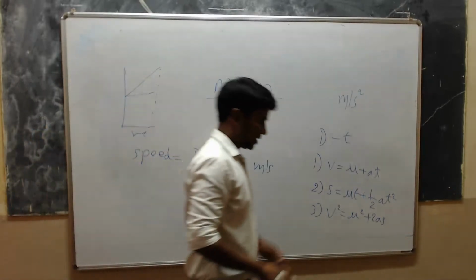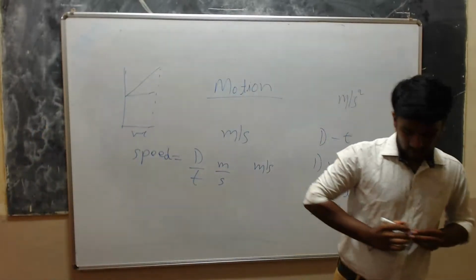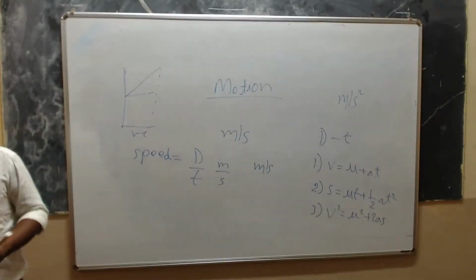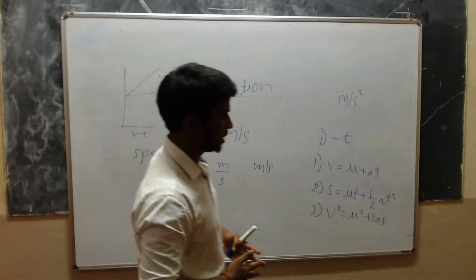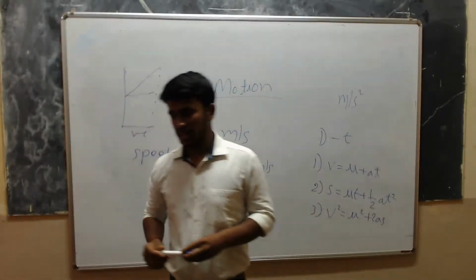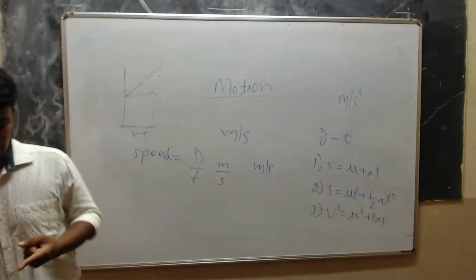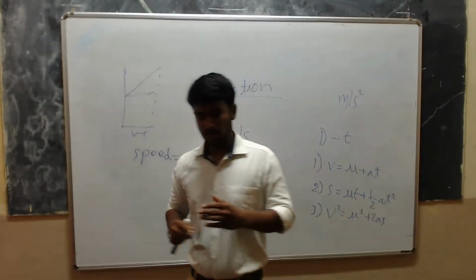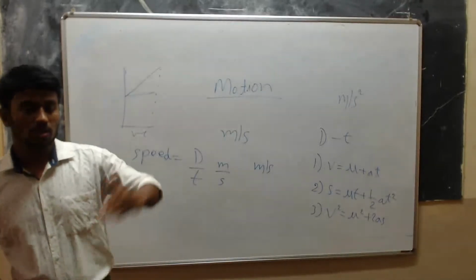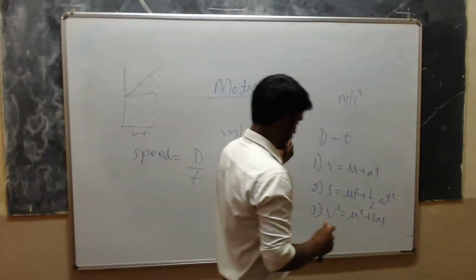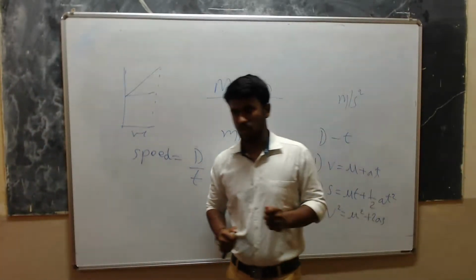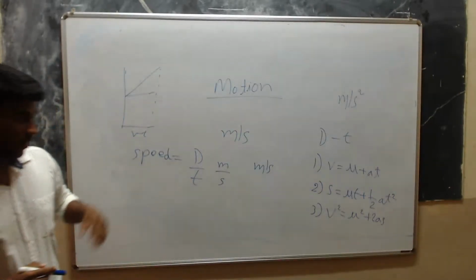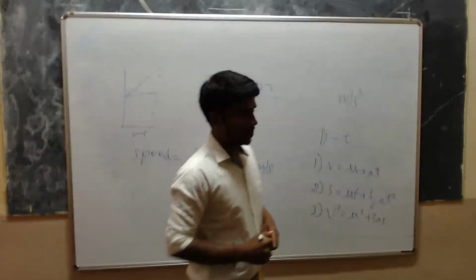Next, in the second chapter, we studied the cause for change in velocity. To change the velocity or to change the direction of an object, force is necessary. Without force, we can't change the direction of an object, or we can't bring objects from rest to motion. So here force is essential. Next, we studied inertia, inertia and the first law of motion.